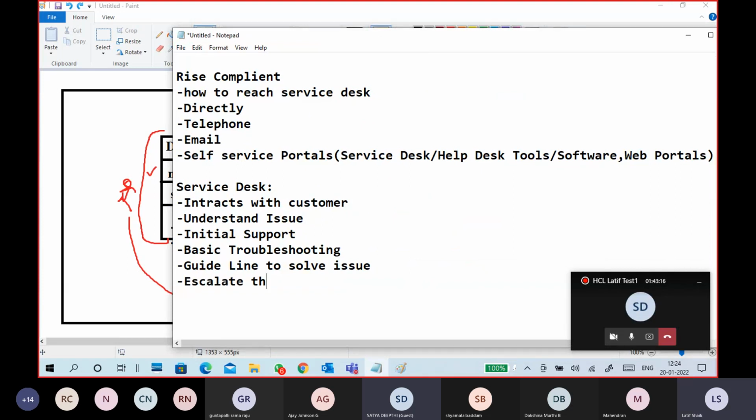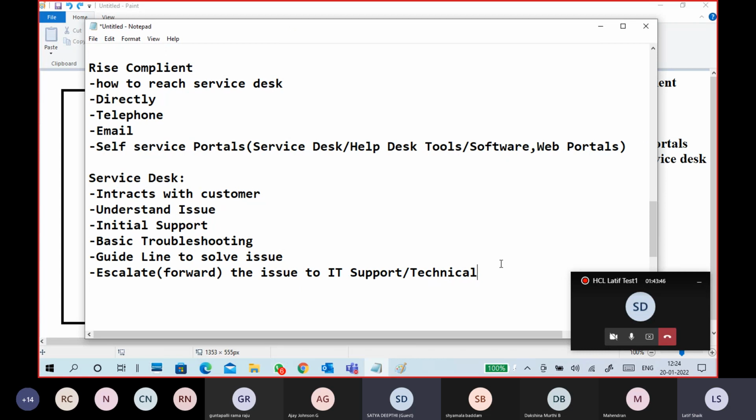Escalate, and also we can say forward. If you use the word forward it is also good. No problem, escalate or forward the issue to IT support or a technical team. Normally, if you are a help desk person, you should not use the word technical team. If you are a help desk person you can say technical team, because non-technical people are also there in the service desk.